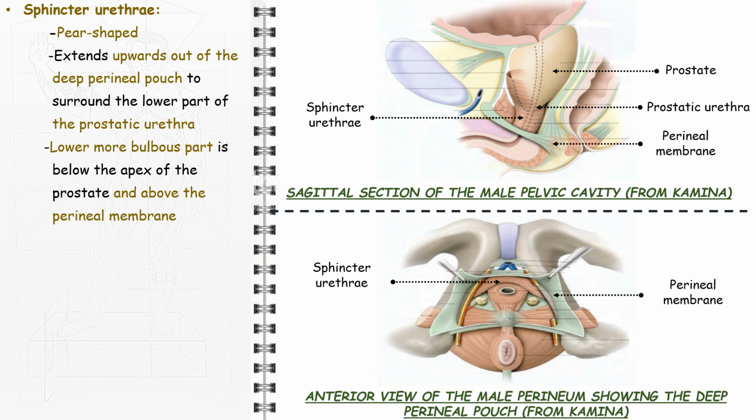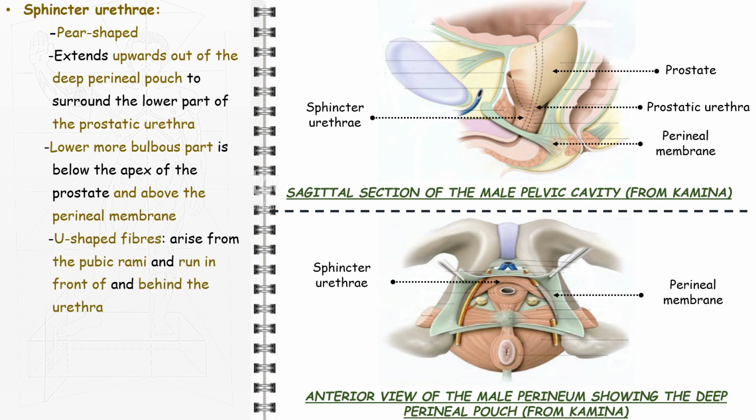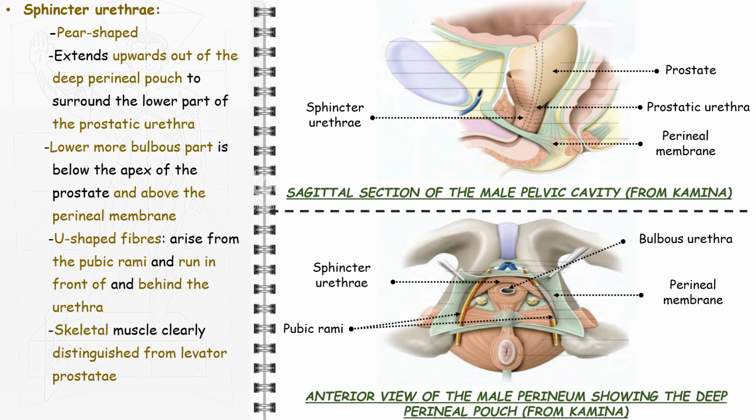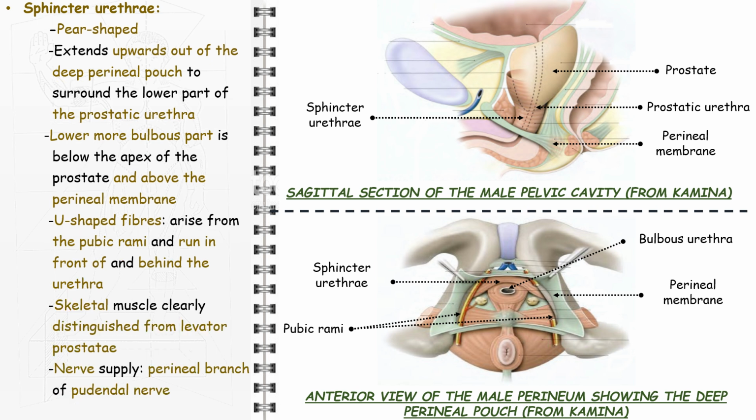Some of its fibers arise from the pubic rami and pass as U-shaped loops in front of and behind the urethra. Some run from the transverse perineal ligament to the perineal body, and some completely encircle the urethra. Although consisting of skeletal muscle, the sphincter fibers are of smaller diameter than usual and are of the slow twitch variety, clearly distinguishing them from the most medial fibers of levator ani, levator prostatae, which are immediately adjacent but not attached to the sphincter. A further distinguishing feature is that the sphincter does not possess muscle spindles. The muscles of the urogenital diaphragm are supplied by the perineal branch of the pudendal nerve.